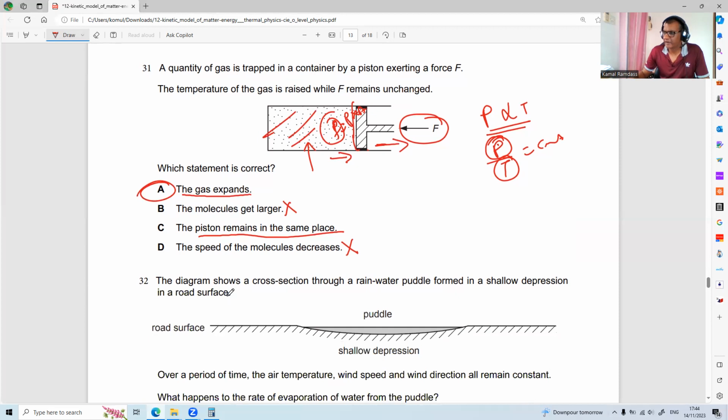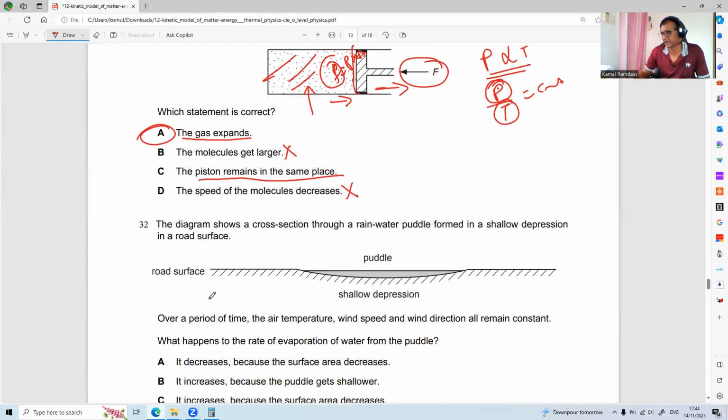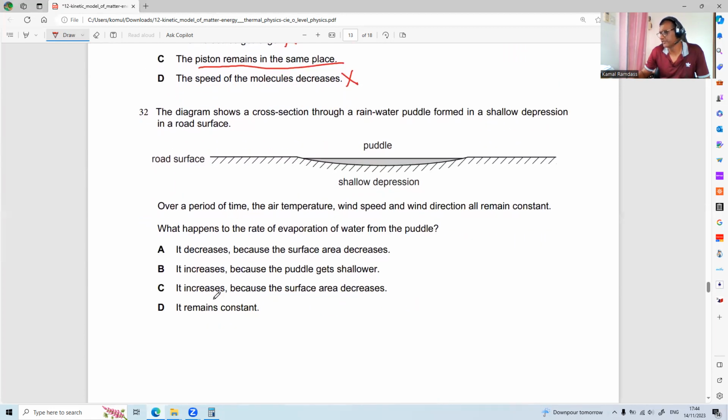32. The diagram shows a cross-section through a rainwater puddle formed in a shallow depression in a road surface. Okay. Over a period of time, the air temperature, wind speed, and wind direction all remain constant. What happens to the rate of evaporation of water from the puddle?